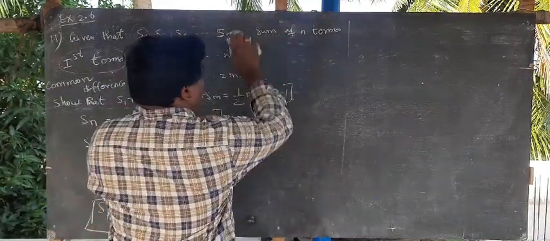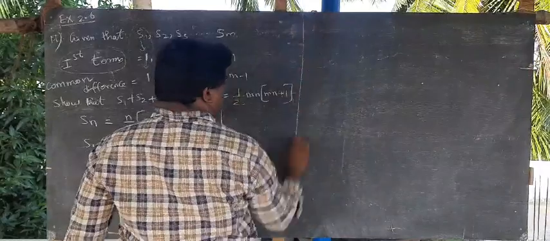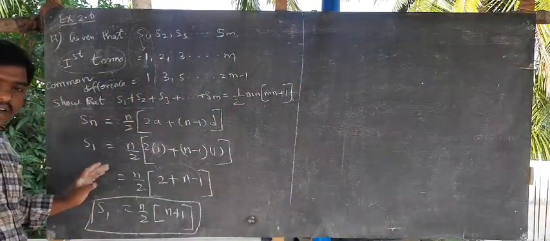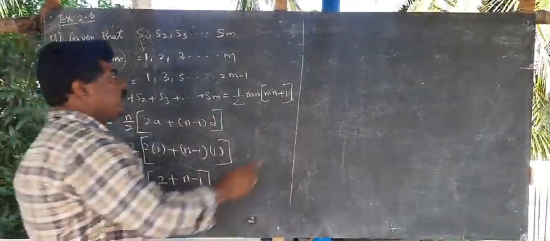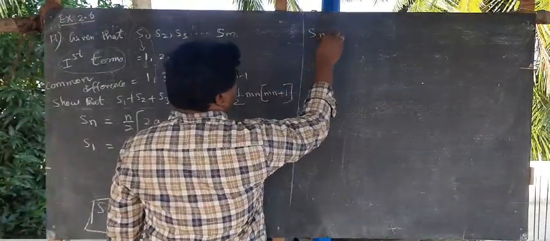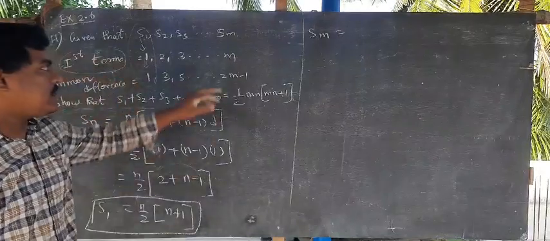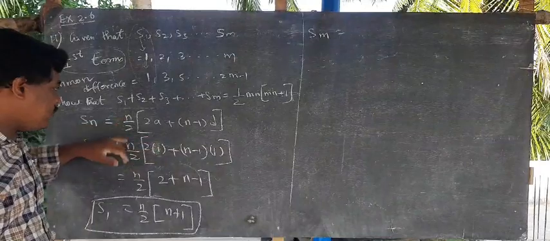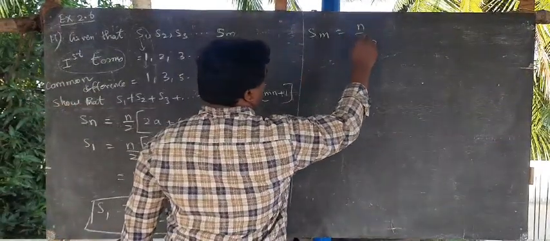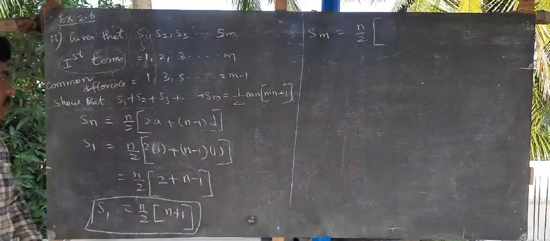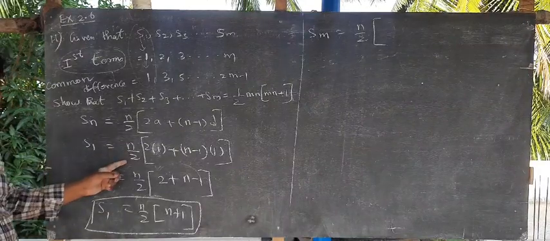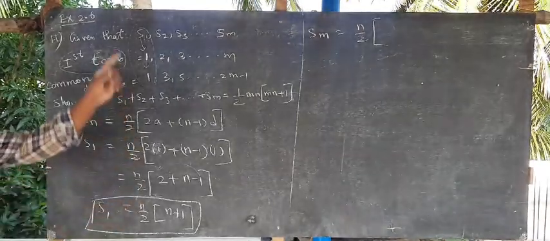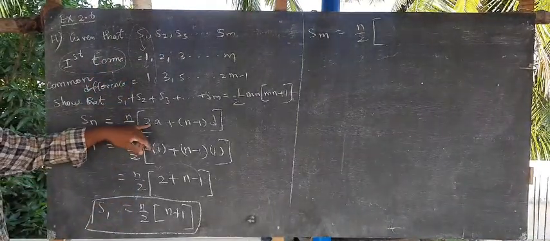But we need the first term and last term, no need to find S2, S3 and so on. So straightaway you find Sm, because the last term will be here what? Sm. The same thing, n by 2. Here S1 means n by 2 only. Don't substitute the value in n. Right? So now Sm means n by 2, 2 into a.